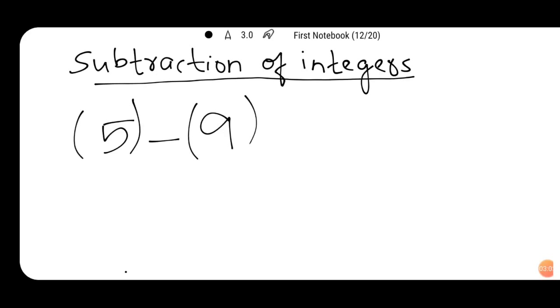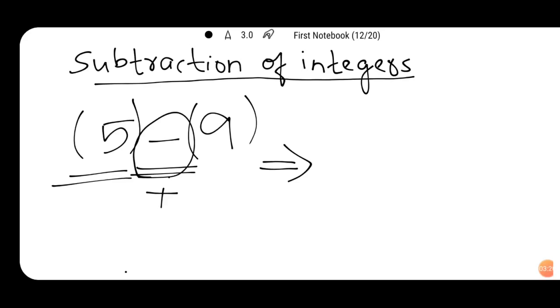You want to subtract 9 from 5. That is, from 5 you are taking away 9. In this case, you will change this subtraction to addition. That means you will write the first number as itself. What is our first number here? It is 5. So we will write it as 5.